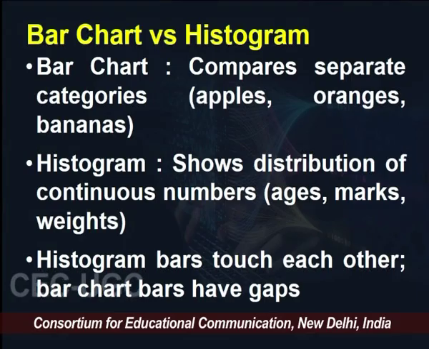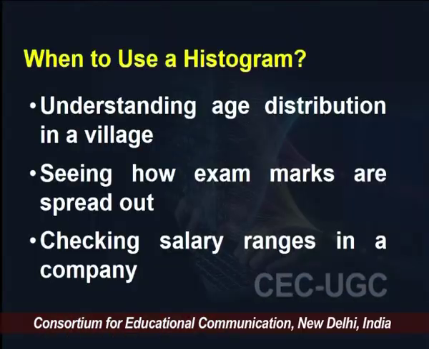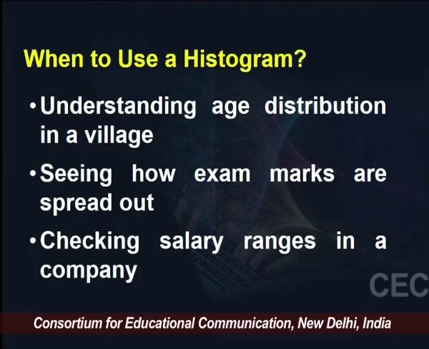So, bar chart versus histogram. Whereas you can compare separate categories in a bar chart, a histogram shows distributions. And histogram bars touch each other, whereas bar charts have gaps. So there are certain differences between a bar chart and a histogram.